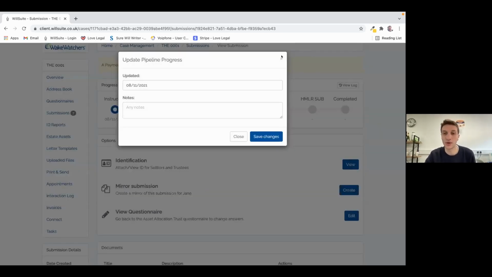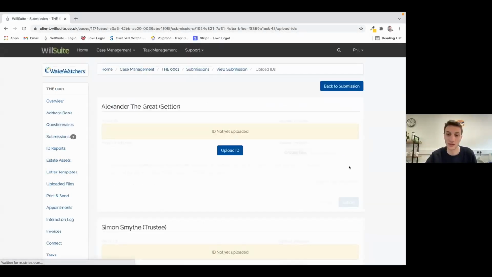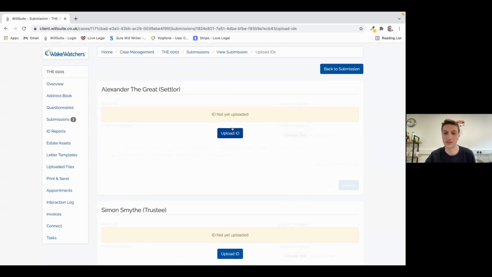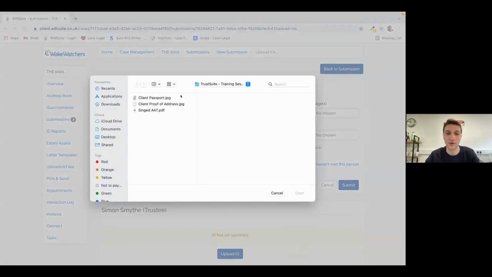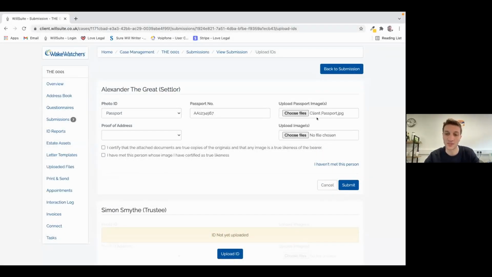Okay, so in order to submit the IDs, click on Identification, click View, and then here you have the ability to upload the various IDs. So for example, let's imagine at this moment in time, we only have the IDs for the settlor. We can progress the case just by uploading the settlor's IDs. So we click on Upload ID. We decide what type of photo ID we're looking to upload. For example, a passport. We'll put the passport number, and then once we're happy with that, we just choose the file, where you will probably have a folder which contains that information. You select the client passport, you upload it, and then it's displayed here.